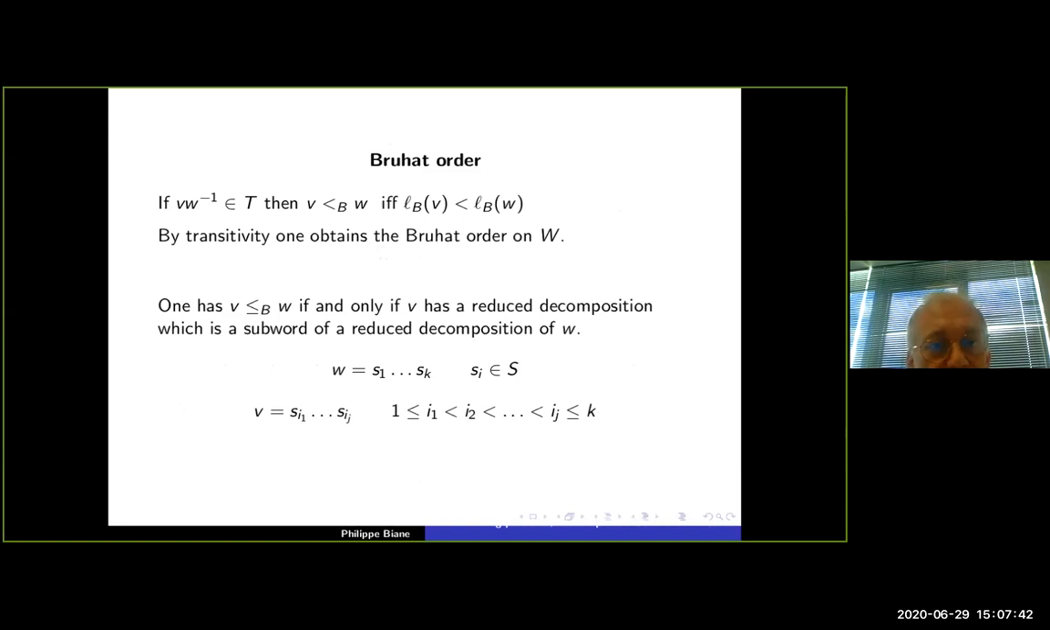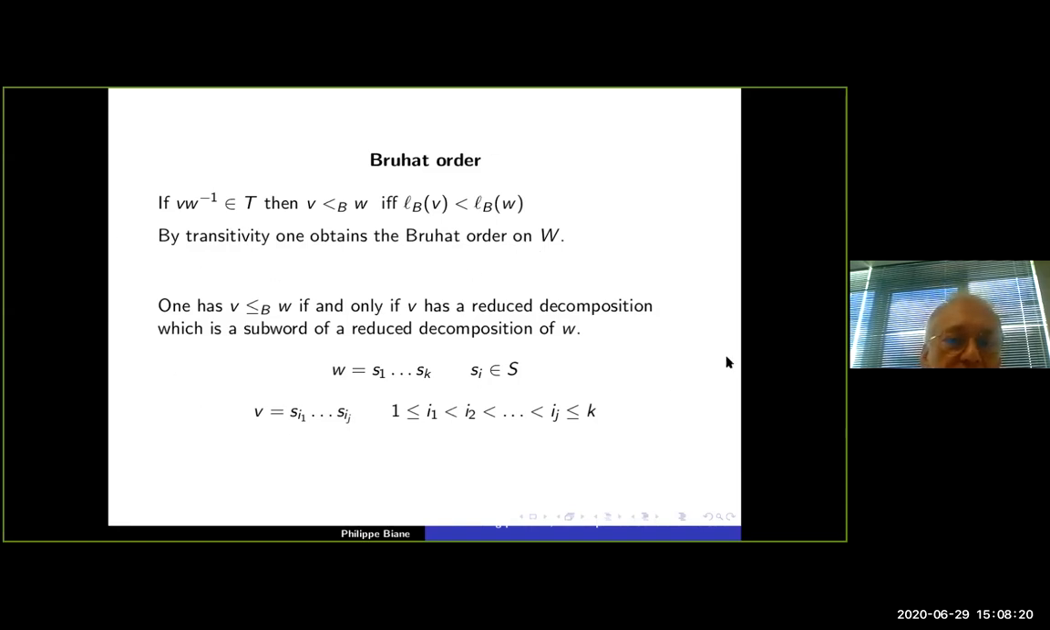And now the Bruhat order. Again, I look at two elements, v and w, in my group, which differ by some reflection. Then I will say that v is smaller than w with respect to the Bruhat order if the length of v is smaller than the length of w. And again, by transitivity, we can extend this relation to an order relation on W, which is called the Bruhat order or the strong order on the Coxeter group W.